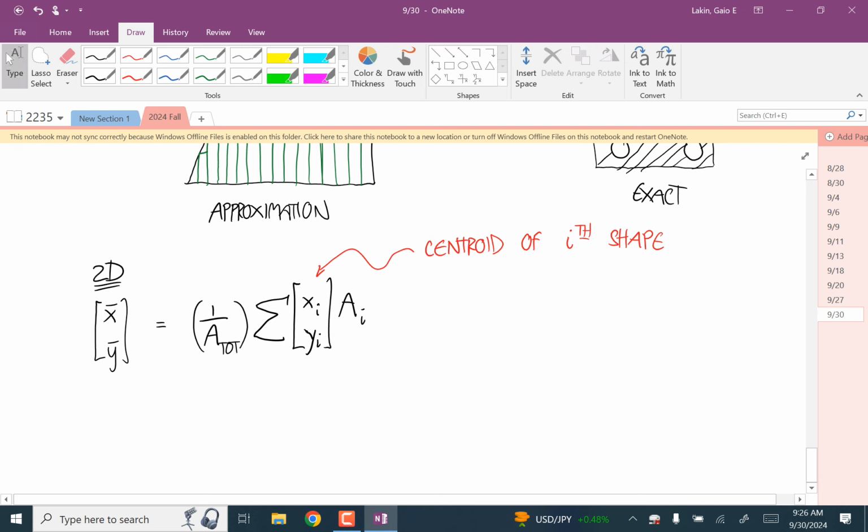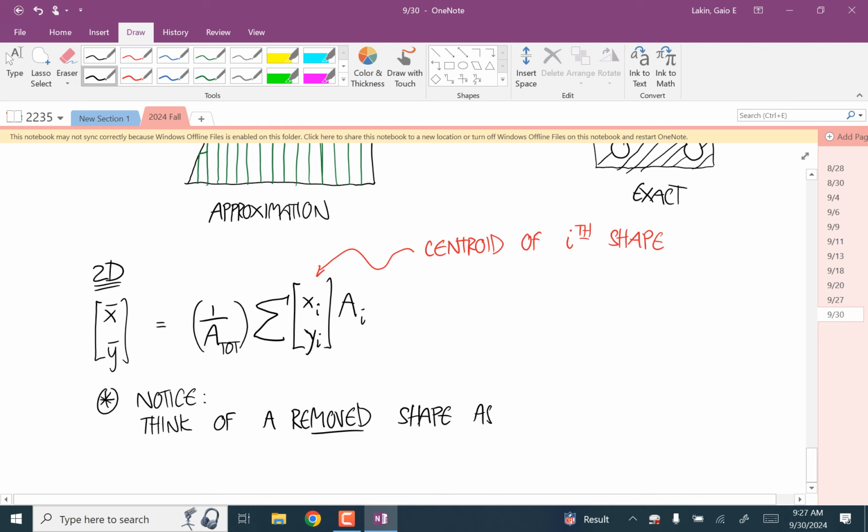And one thing that I'm going to show you is that you can do this with subtractions too. If you want to remove shapes, you can think of it as just a negative area. So let me get that in here. You can just think of a removed shape as a negative area.